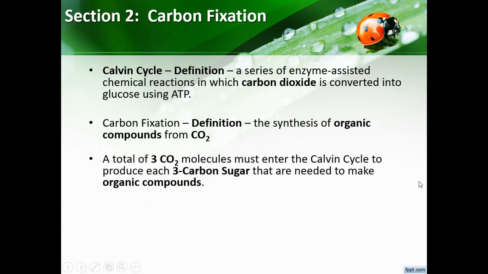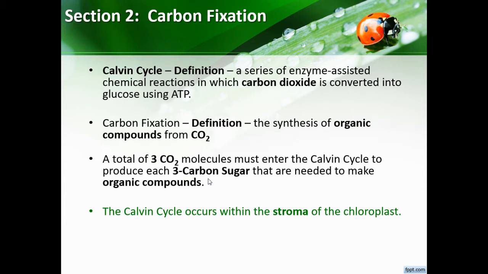must enter the Calvin cycle to produce each 3-carbon sugar that is needed to make organic compounds. Now this makes sense because each carbon dioxide molecule only contains 1 carbon. If we're making a 3-carbon sugar, we're going to need 3 carbon dioxide molecules, right? The Calvin cycle occurs within the stroma of the chloroplast. So it still happens inside of the chloroplast, but we're not in the thylakoid anymore.